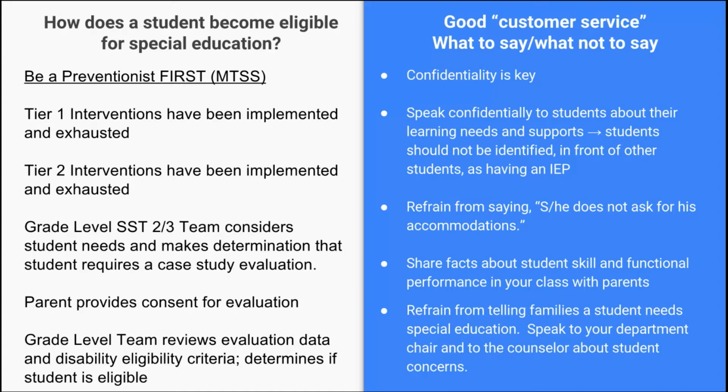When communicating with guardians about a student who is striving to achieve success, share facts about the student's skills and functional performance in your class. Refrain from telling a family that their student needs special education. Instead, speak to your department chair and to the counselor about what you know about the student with a preventionist mindset and approach.